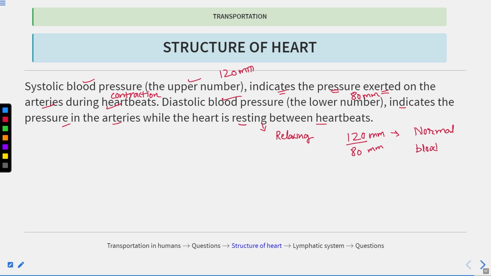Okay, so if there is a variation in this value, then what happens? Then the person has to treat himself. Or you can say if the value is higher, like if the systolic blood pressure is 180 or 200, then you can say the person is having high blood pressure. If the value is low, then the person will have low blood pressure, and accordingly the person has to be given medicines to increase or decrease the blood pressure. All right, this is clear.